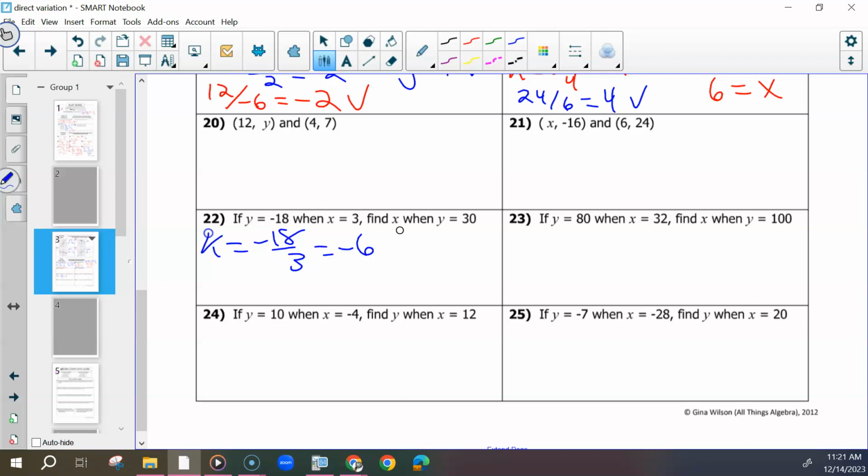We're looking for x, we have y. So in our y equals kx, 30 equals negative 6x. How would we solve for x? Divide by negative 6. So x is negative 5. I'm not going to do the check on here, but I'll talk it out loud. If I did 30 over negative 5, I would get negative 6. It would work. Questions on that one?